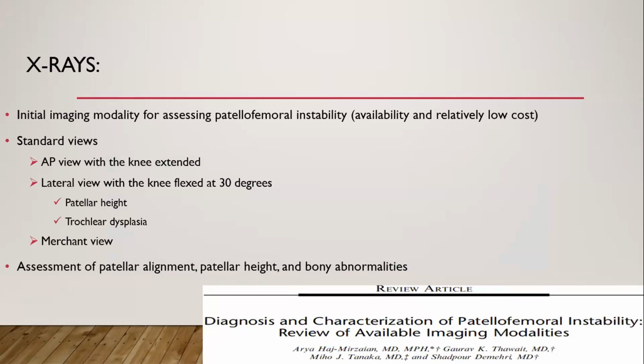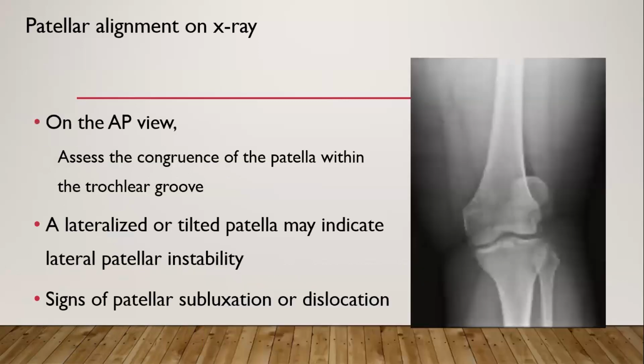It is used for assessing patellofemoral instability. The 3 standard views are taken: AP view with knee extended, lateral view with knee flexed at 30 degrees, which describes patellar height and trochlear dysplasia, and also the Merchant view at 30 degrees of knee flexion. So X-rays give an assessment of patellar alignment, patellar height, and bony abnormality.